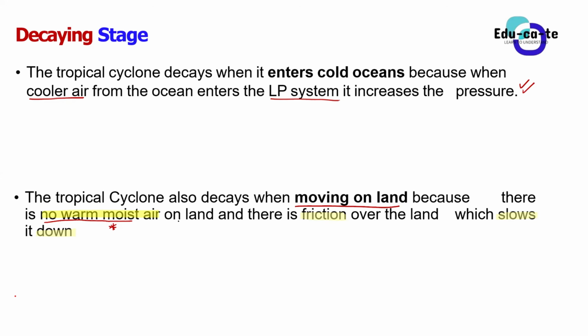Because number one, there is no warm moist air. That's the first thing. So there's no supply of moisture on land. And the other reason is there is friction over the land, and this friction will slow down the tropical cyclone until it decays. Didn't you guys hear that last time?